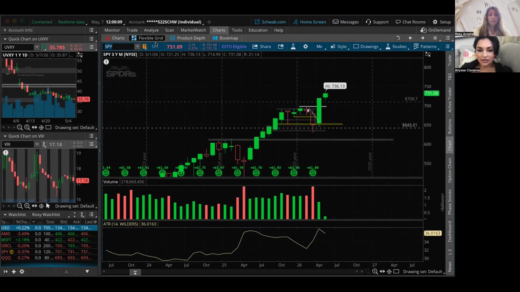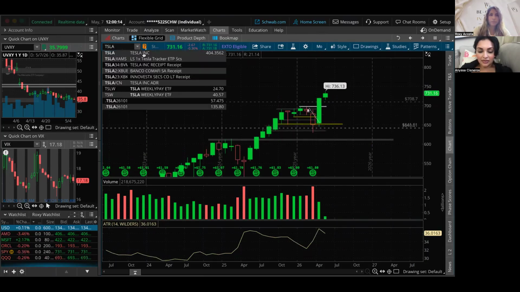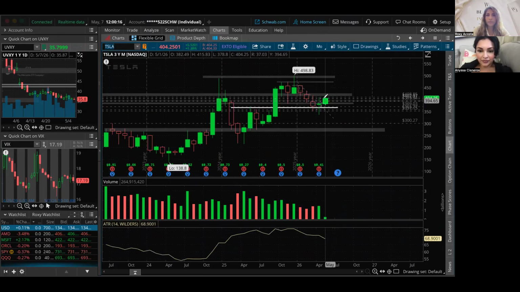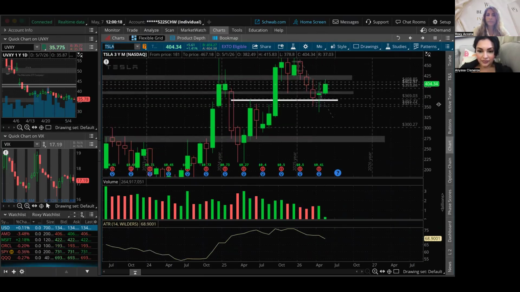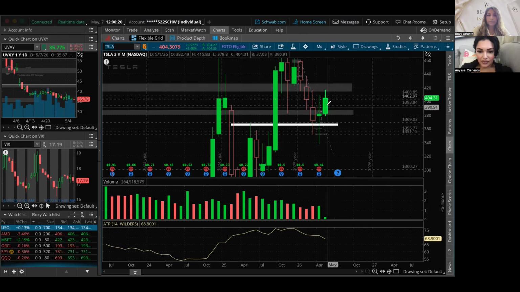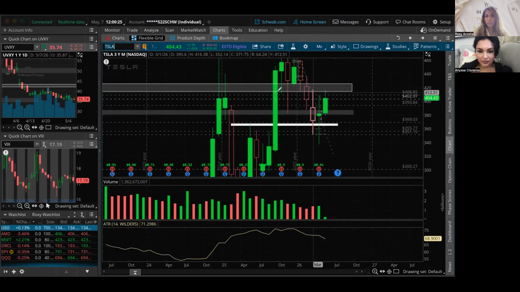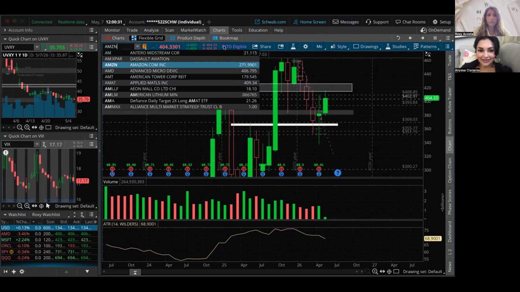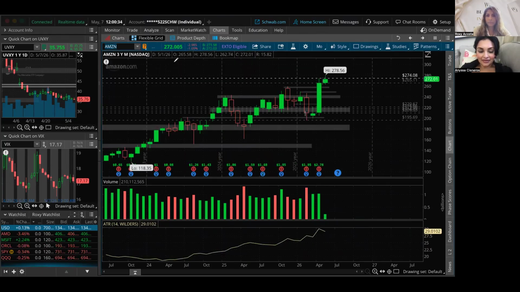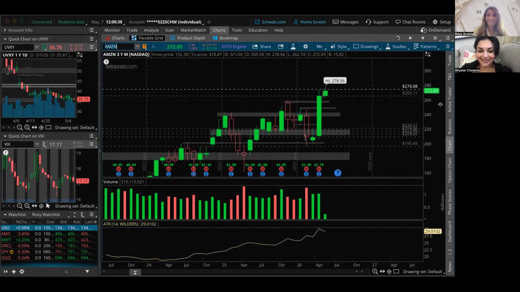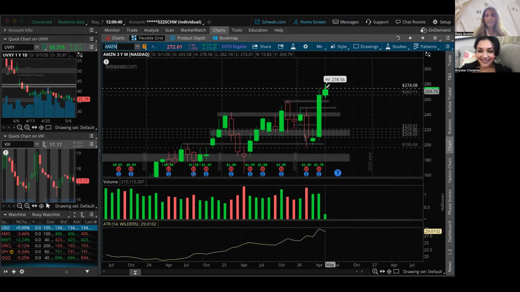Then let's look at what Tesla's monthly looks like. It's this one right here. So they're going back up. We just need to go above and break that barrier. Is there another company you want me to check? Amazon. Look at that. Never fails me. Right now it's the Amazon monthly.